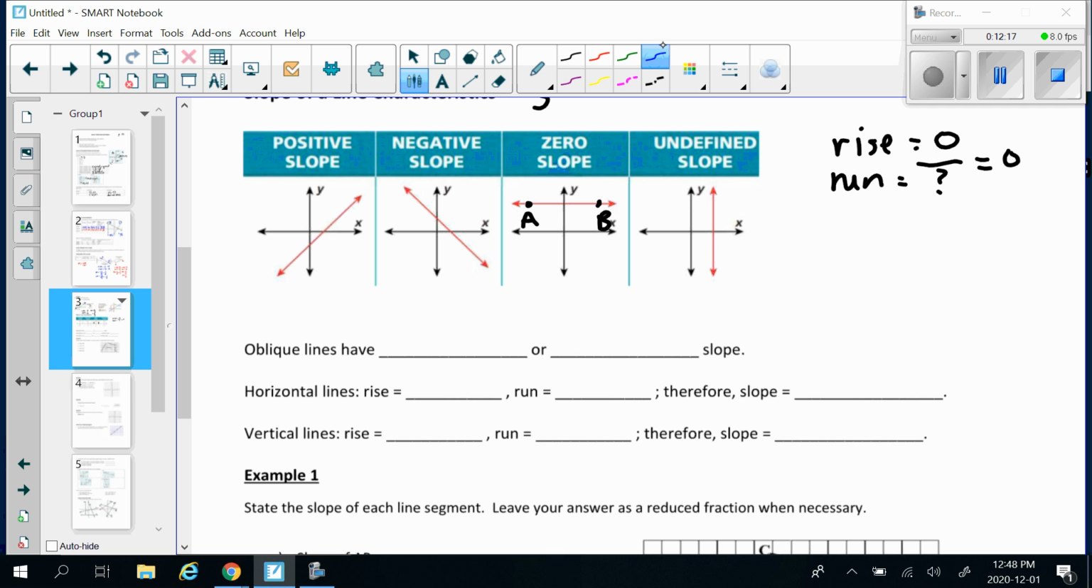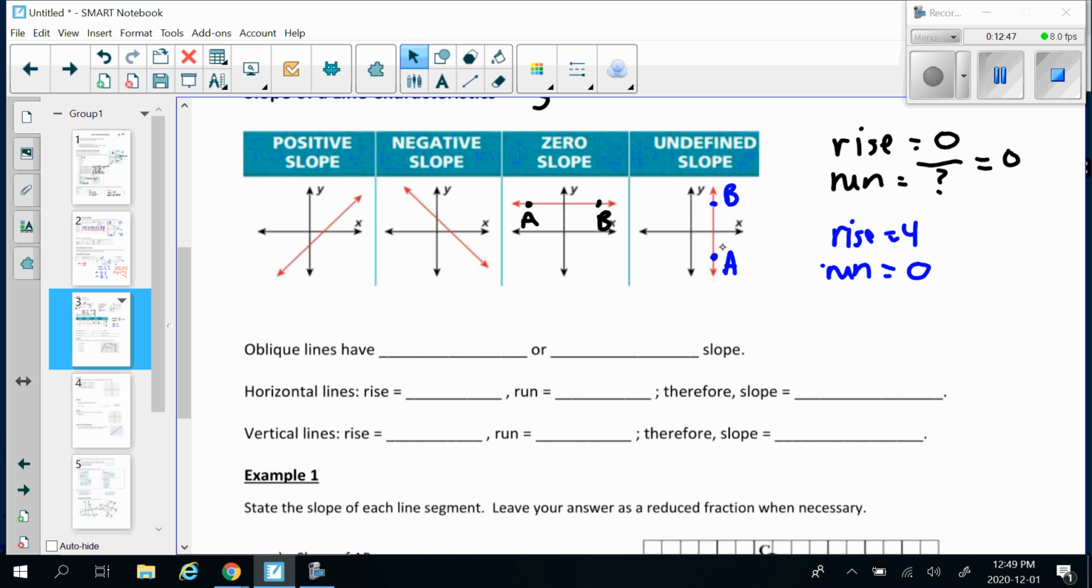Where things get much more abstract is what's going on with this undefined slope, this vertical line. If you start here and you are rising up here, you could count a certain number of units. Maybe it's 4 units, so maybe your rise is 4, for the sake of argument. But then what's your run? Are you moving from left to right at all? No. So your run is actually 0, because there's no left or right movement to get from A to B.